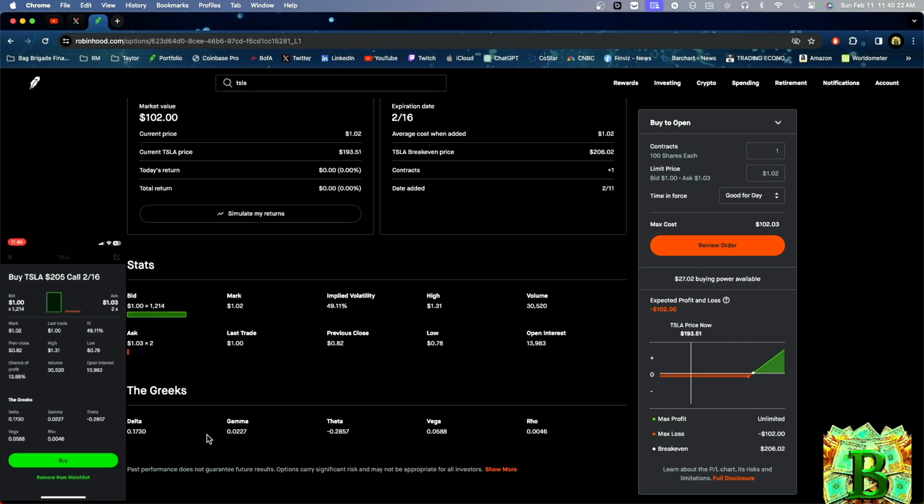But again, gamma just measures the rate of change of an option's delta for every dollar move in the underlying stock. Remember, gamma is the highest when the option is at the money and lowest when the option is far out of the money. OTM, out of the money. ATM, at the money. ITM, in the money. You'll see and hear this stuff all the time if you start trading options a lot.